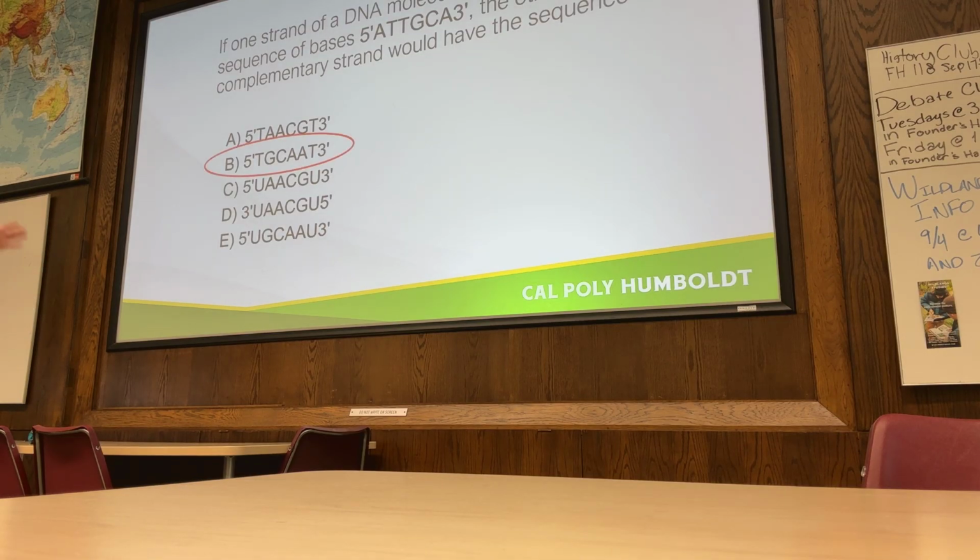Okay, we gotta move fast, you know? So hey, here's one strand of DNA, right? The complementary strand would have this sequence. Because look, the 5' end would be over here, the 3' end would be over here, A to T, T to A, T to A, G to C, C to G, A to T.